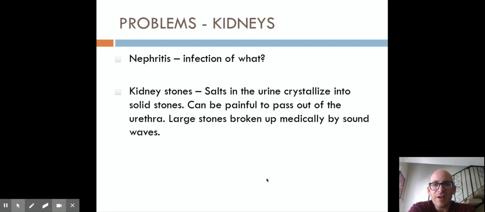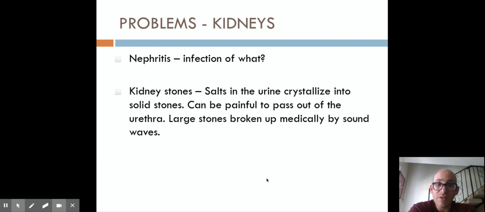And then kidney stones. So in a similar way to gallstones, where the bile crystallizes and forms little pebbles, that can also occur in the kidneys. So we can get salts in the urine. This is why if you have a poor diet with a lot of salts and minerals in there, they can crystallize into solid stone. So typically this will happen in the ureter into the bladder. You get the crystallization inside of the bladder, and you get these pebbles.